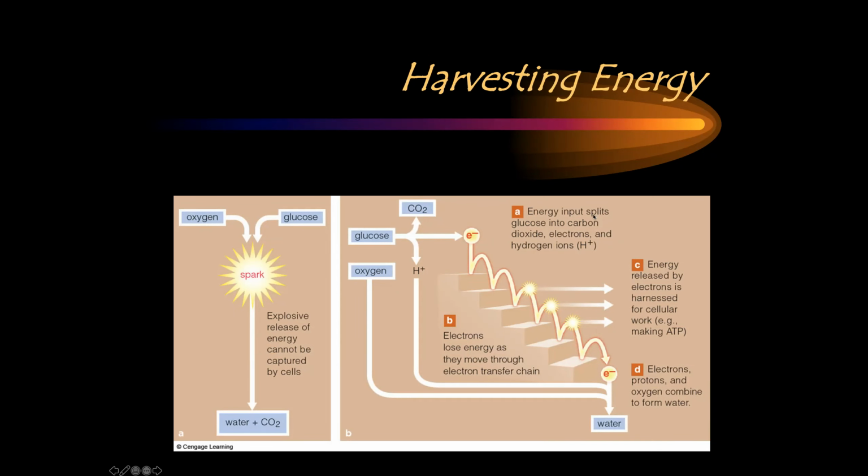So energy input splits glucose into carbon dioxide, oxygen, and electrons. Electrons lose energy as they move down the electron transport chain, and energy is released. The energy released by electrons is harnessed into cellular energy. In other words, in ATP.